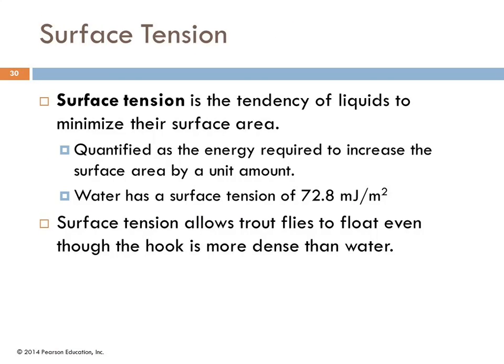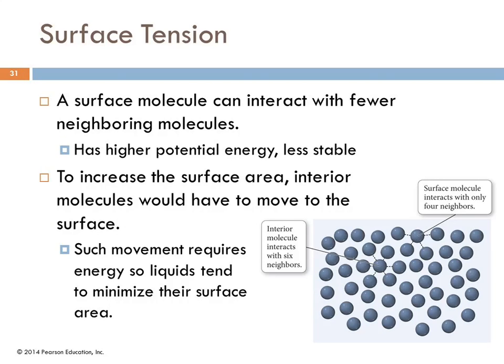Surface tension is the tendency of a liquid to minimize its surface area. It can be measured. When they measure it, they talk about the energy required to increase the surface area by a particular amount. So water has a surface tension of 72.8 millijoules per square meter. And this is what allows things like paperclips and trout flies to float on water, even though the density says they should not. So how does this work?